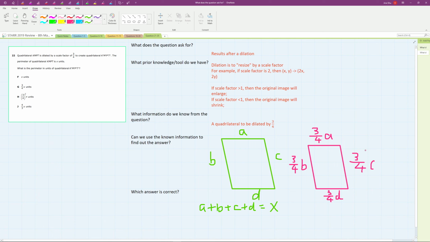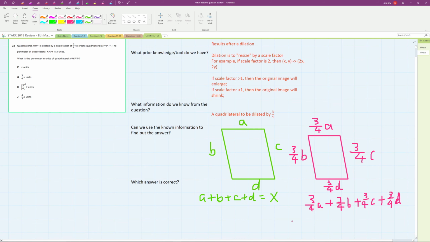Now for the perimeter of this new quadrilateral, we add the 4 sides up. 3 fourths A plus 3 fourths B plus 3 fourths C plus 3 fourths of D. Now, since each side has a term of 3 fourths, we can rewrite this as 3 fourths, parentheses, and inside the parentheses, it's going to be A plus B plus C plus D.